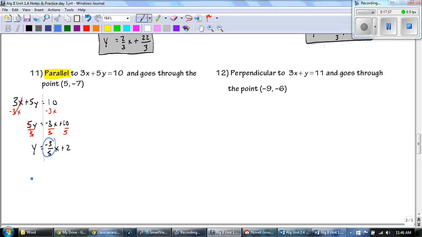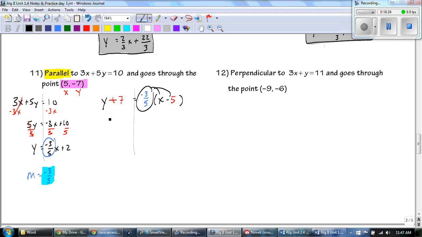Now, I need my slope. So my slope is negative 3 over 5. Remember, I wanted parallel, and parallel means the same slope. So now that I have my slope, I can come back to my point slope. Plug in negative 3 over 5, and then there's my point, x, y. So we got y plus 7 equals negative 3 over 5, in parentheses, x minus 5. Okay, so just a little bit more work, not a lot. And then everything else is the same.